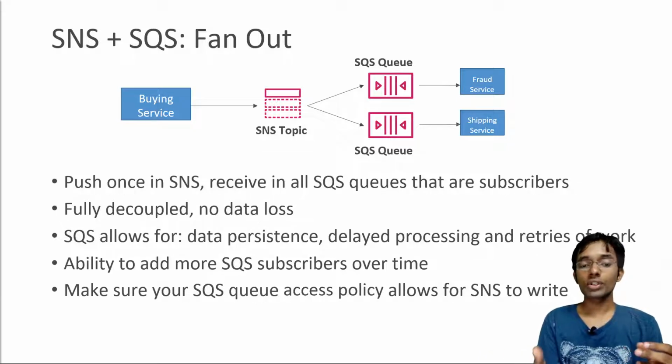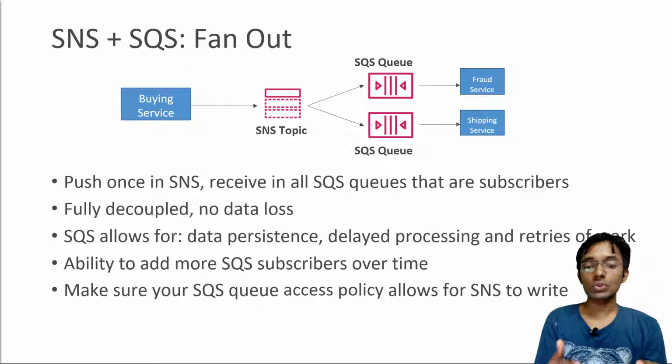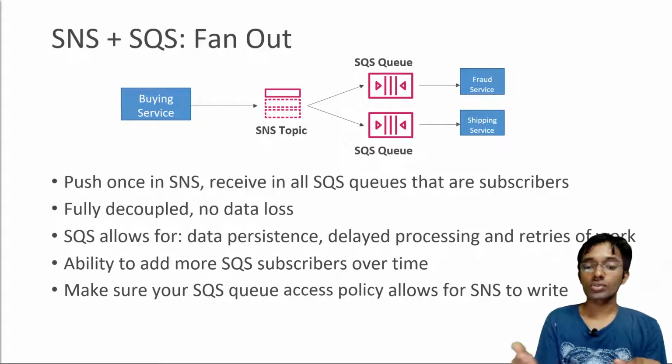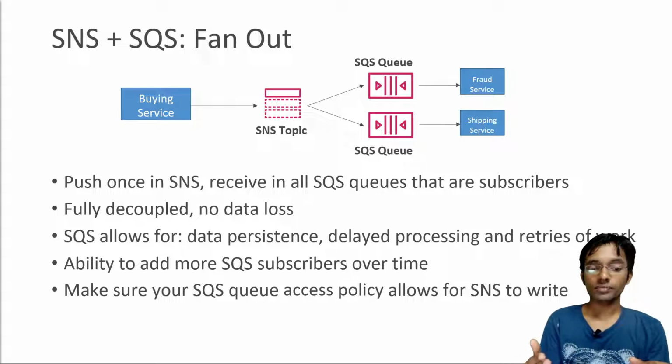The idea is that you are going to push once in an SNS topic, and then you are going to subscribe as many SQS queues as you want to that SNS topic. So these queues are subscribers, okay, and they will all receive the messages sent into SNS. So for example, we have a buying service that wants to send messages into two SQS queues. What it will do instead is send one message into an SNS topic, and the queues are the subscribers of that SNS topic, so that the fraud service and the shipping service can read all the messages from their own SQS queues.